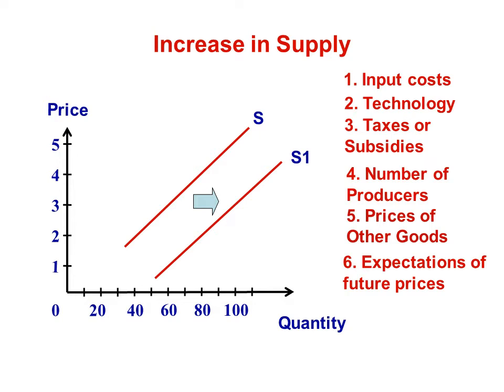Then all of a sudden, all these businesses and corporations and even small mom and pop shops wanted web pages. So there was an obvious increase in the number of web designers. So there's an increase in the number of producers. That would shift the supply curve from S to S1, an increase in supply, a change in supply.